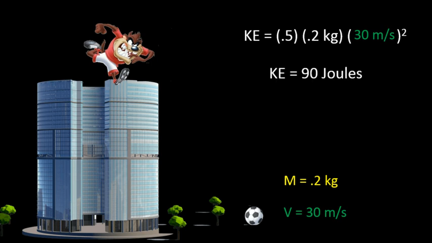So notice that the kinetic energy is greater when it's going faster at the bottom of the fall, and it was less when the velocity was less halfway through the fall. Much like a pendulum, right? The kinetic energy is going to change depending on the velocity.